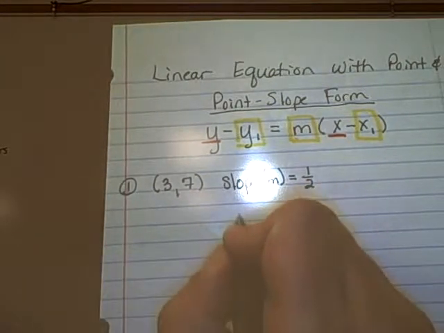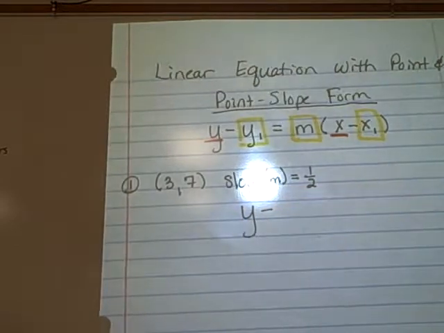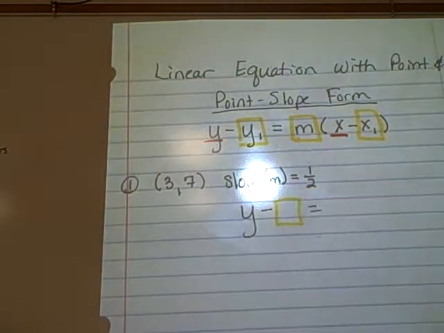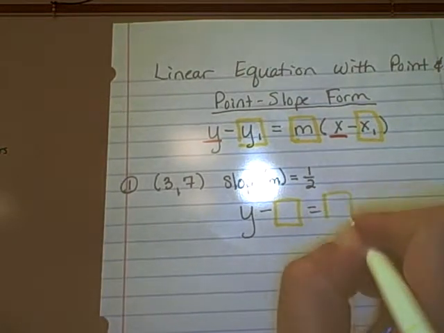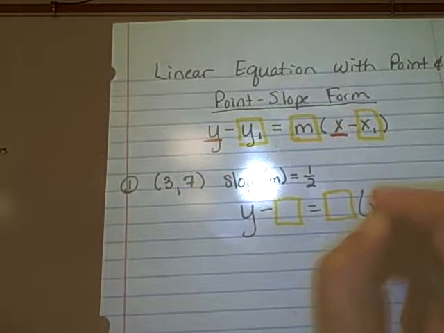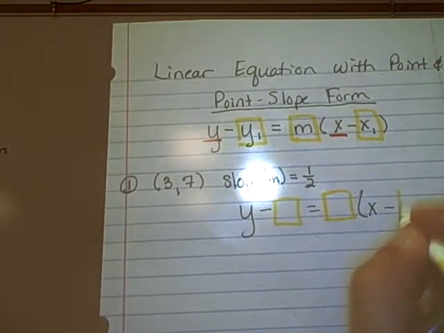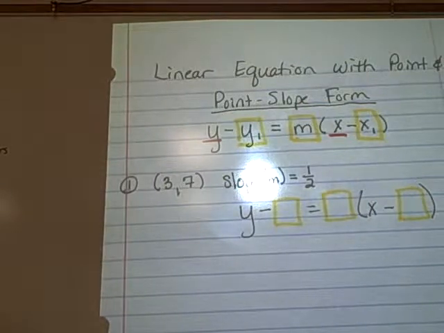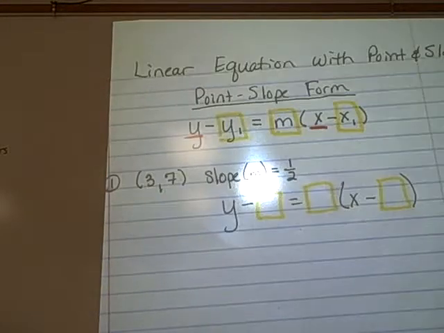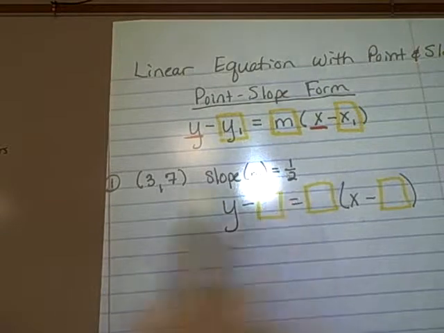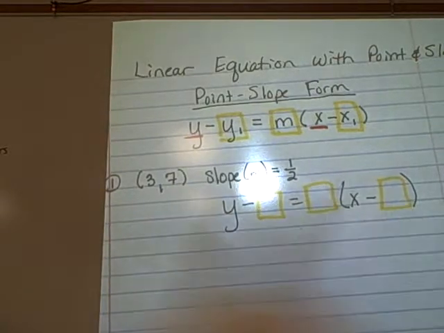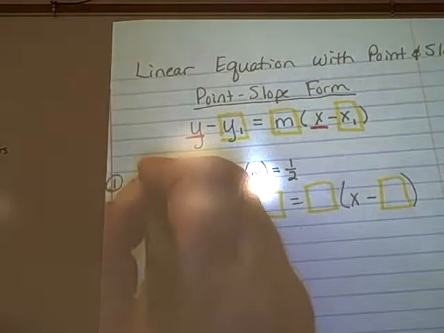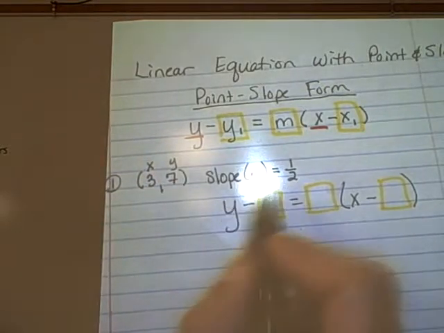Here's what I'm going to need to do. I need a number here. I need a number here. And I need a number here. So I'm just going to plug in numbers. I'm going to get those numbers from this, this, and this. I have 3 boxes. I have 3 numbers. Y'all see that? Okay, so the point is an x and a y. The slope is my m.